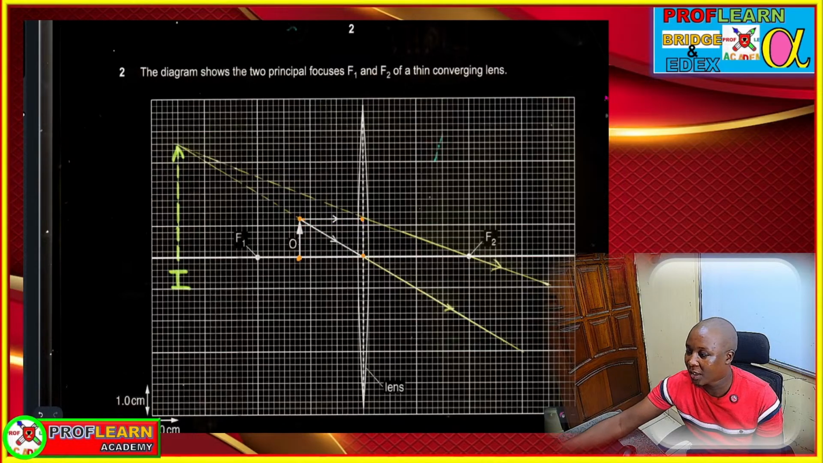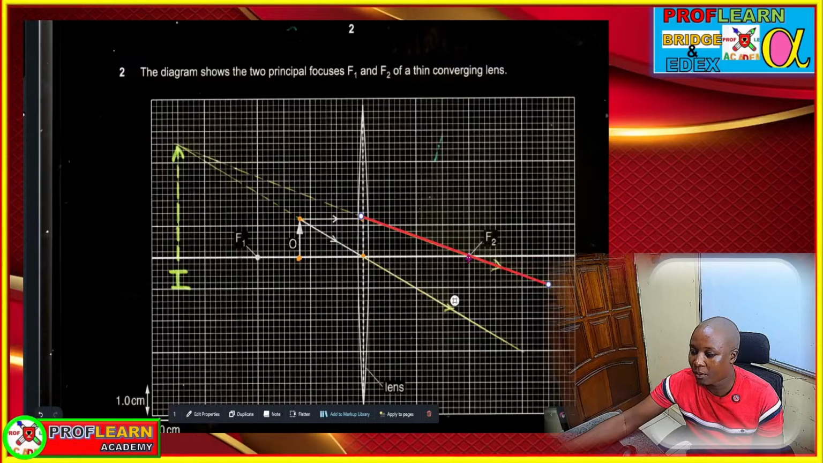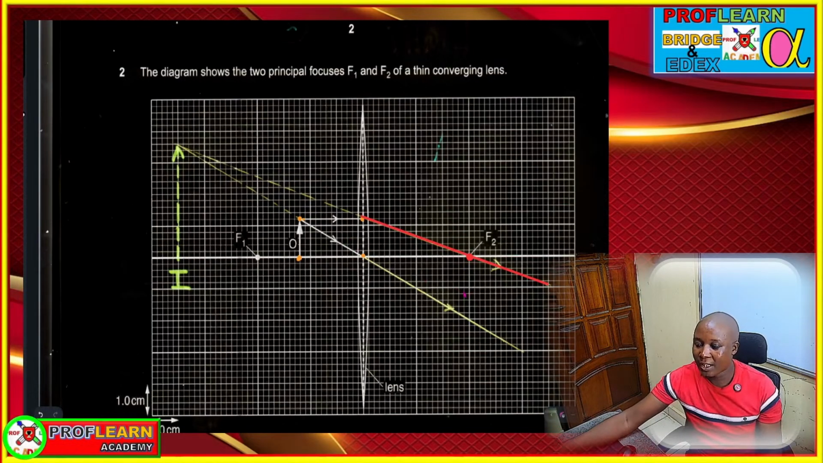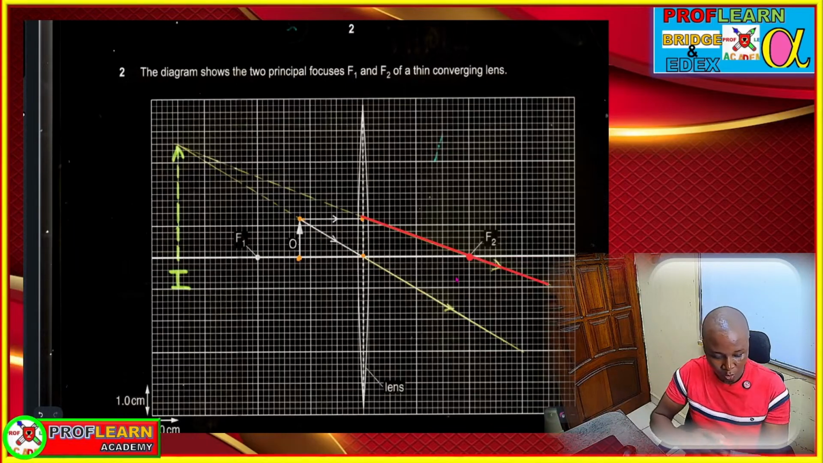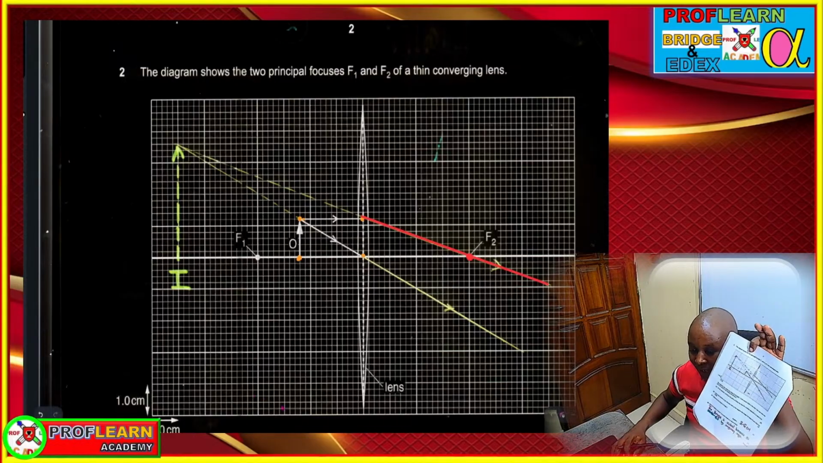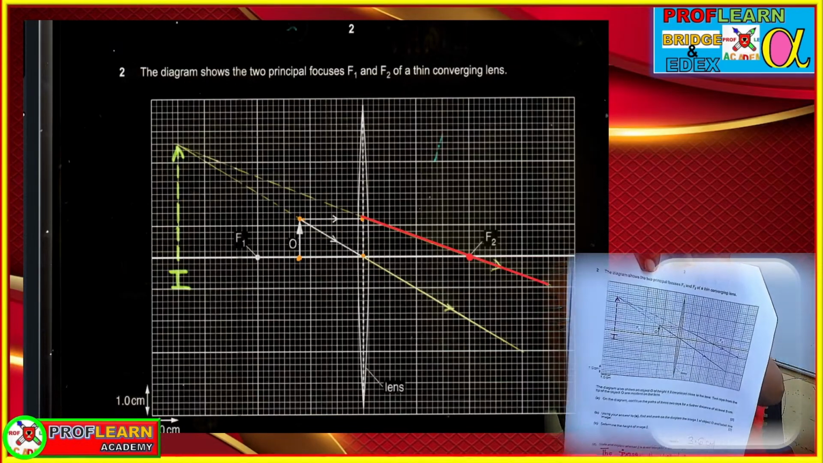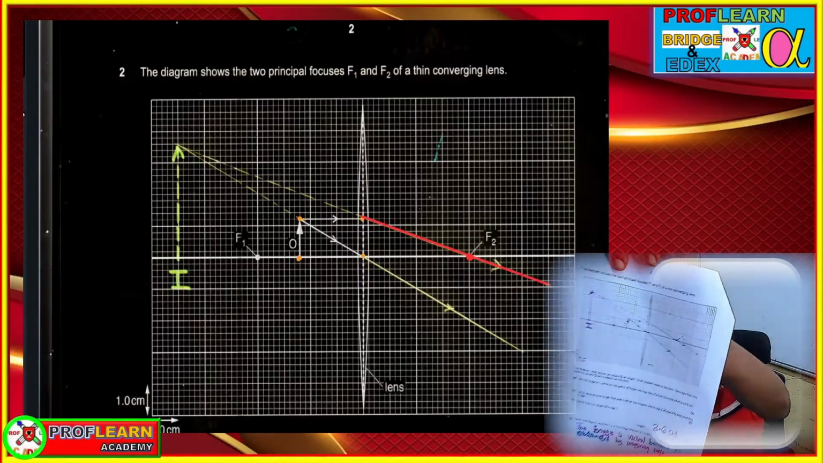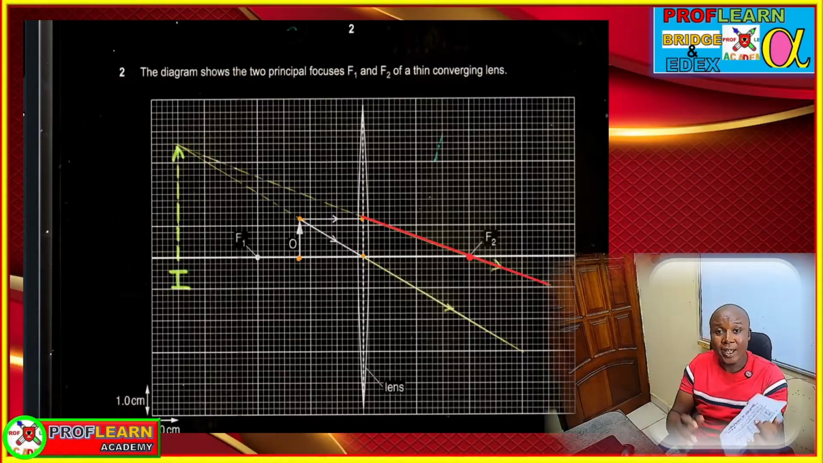The moment it hits the lens, it's going to be refracted such that it passes through the principal focus, such that it passes through F. But you see, these two rays are diverging. We can see these two rays are diverging from each other, which means the two rays will never meet at any given point. So since the two rays are not going to meet anywhere, we are going to extend them backward so that we can locate where the image is.